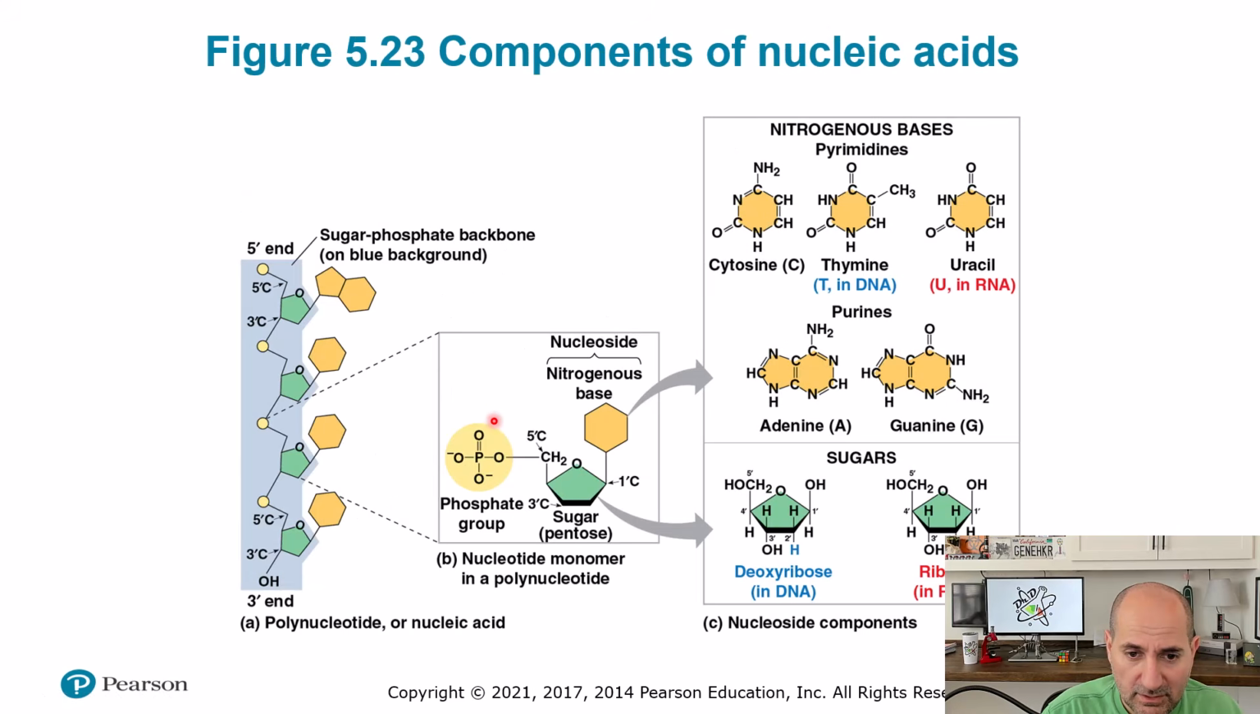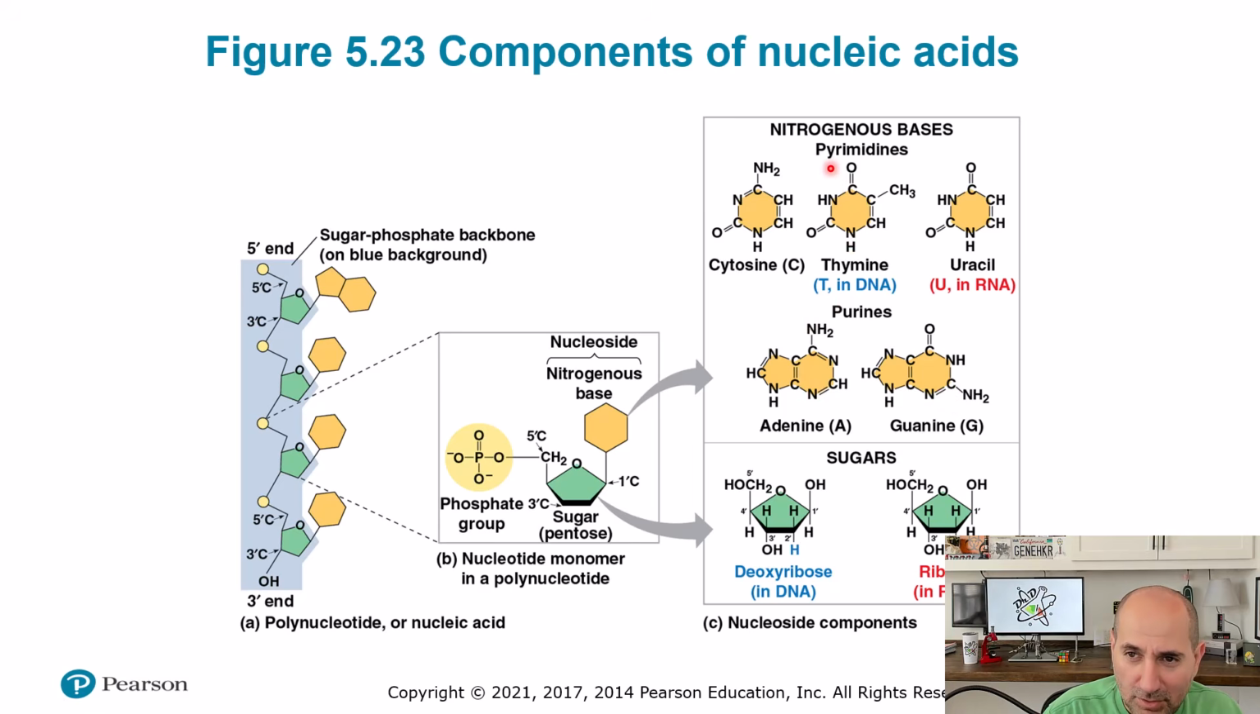So again, all nucleotides have a phosphate group. All nucleotides have a pentose sugar, though the pentose sugar of DNA is deoxyribose, while the pentose sugar of RNA is ribose. You should know that the nitrogenous base can be different, right? This is what makes up the code of DNA and RNA. The nitrogenous bases of DNA include C's, T's, A's, and G's, whereas the nitrogenous bases of RNA include C's, U's, A's, and G's.